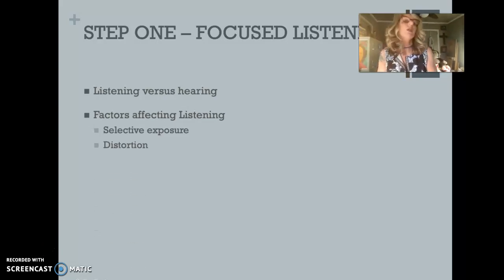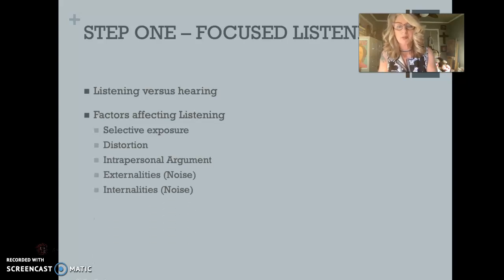Distortion. Are you distorting what you're hearing, right? Distortion has to do with your emotional response. Are you having your own interpersonal argument with that person? You're not saying it out loud, but in your mind, you're having the argument with them. If you do that, you can't listen, right? Haven't you been in a conflict with someone, and while they're talking, you're just arguing with them in your head? You're not listening to them. You're focused on yourself. It's not going to help you in debate.